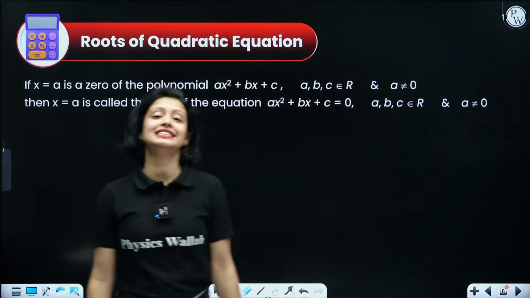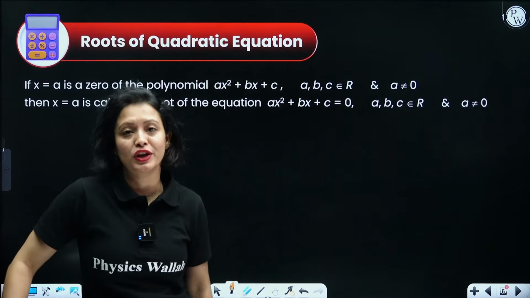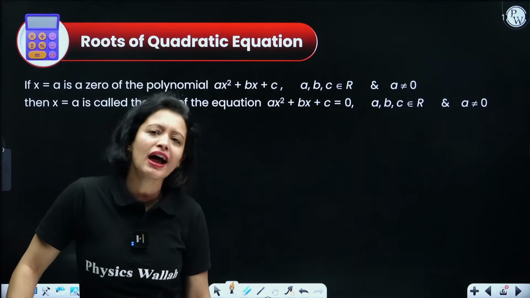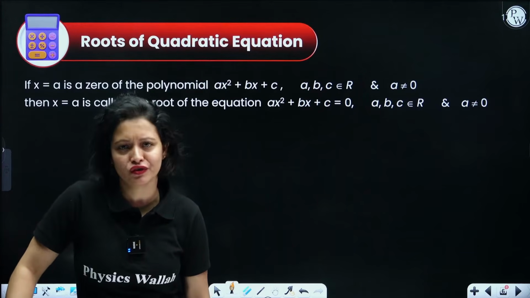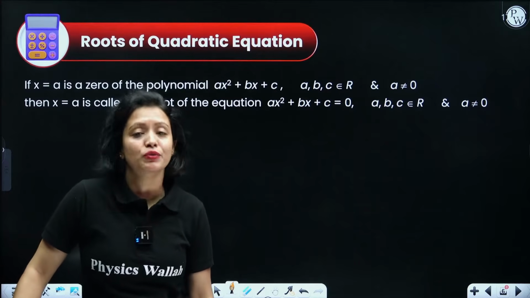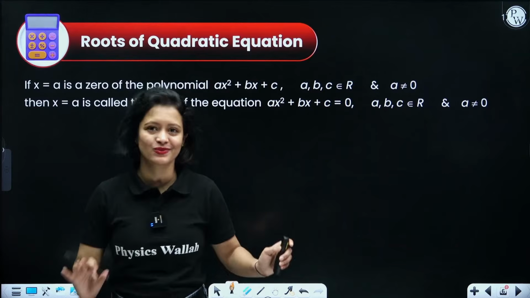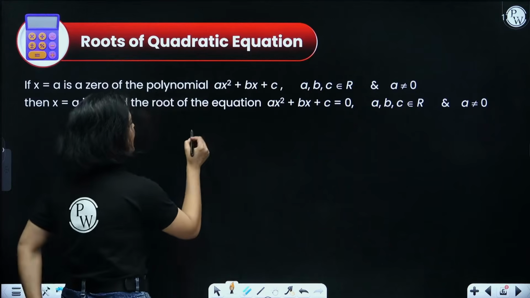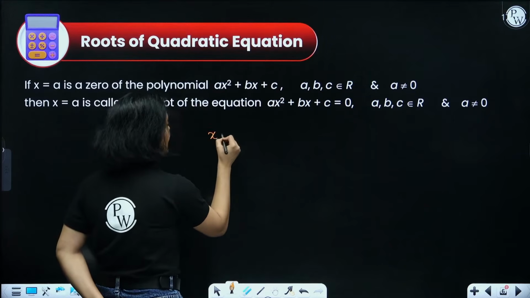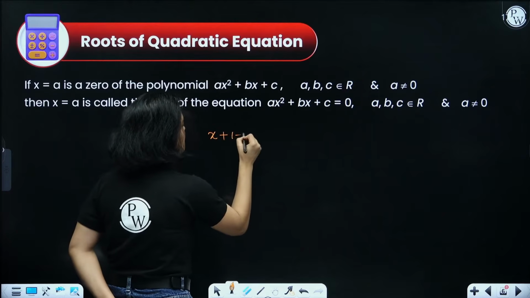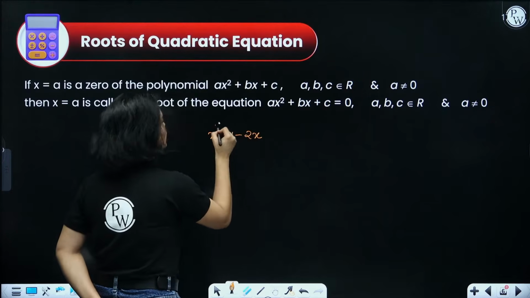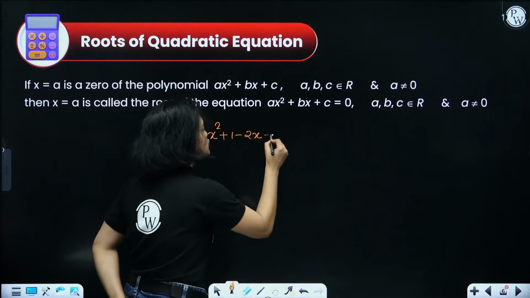Now let's discuss the roots of a quadratic equation, what they are. See, bacha, if you have an equation, you will have a solution of that equation. That means that there would be certain values of the variable for which the equation will get satisfied, right? For example, if I have something like this, x square plus 1 minus 2x is equal to 0, right?